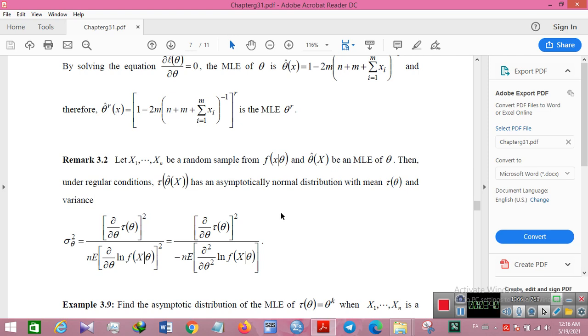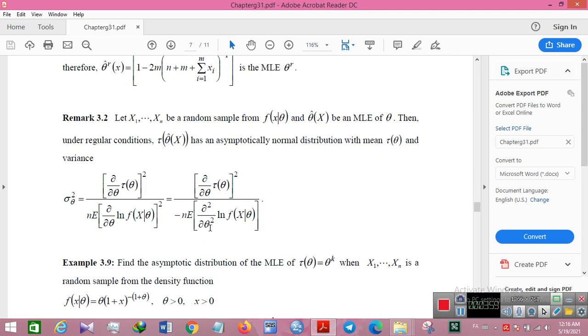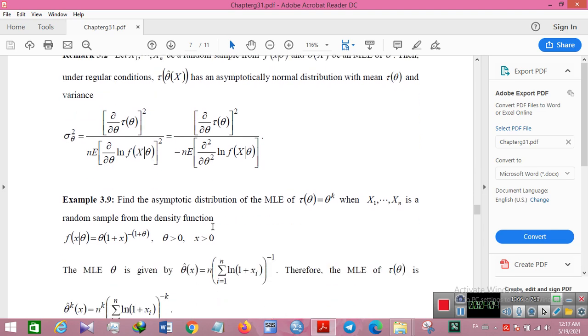Let x1 to xn be a random sample of f(x), and theta hat is the MLE of theta. Then, under regularity conditions, theta hat has an asymptotic normal distribution with mean theta and variance that one. For example, we want to find the asymptotic distribution of theta k when x1 to xn is a random sample from that distribution.